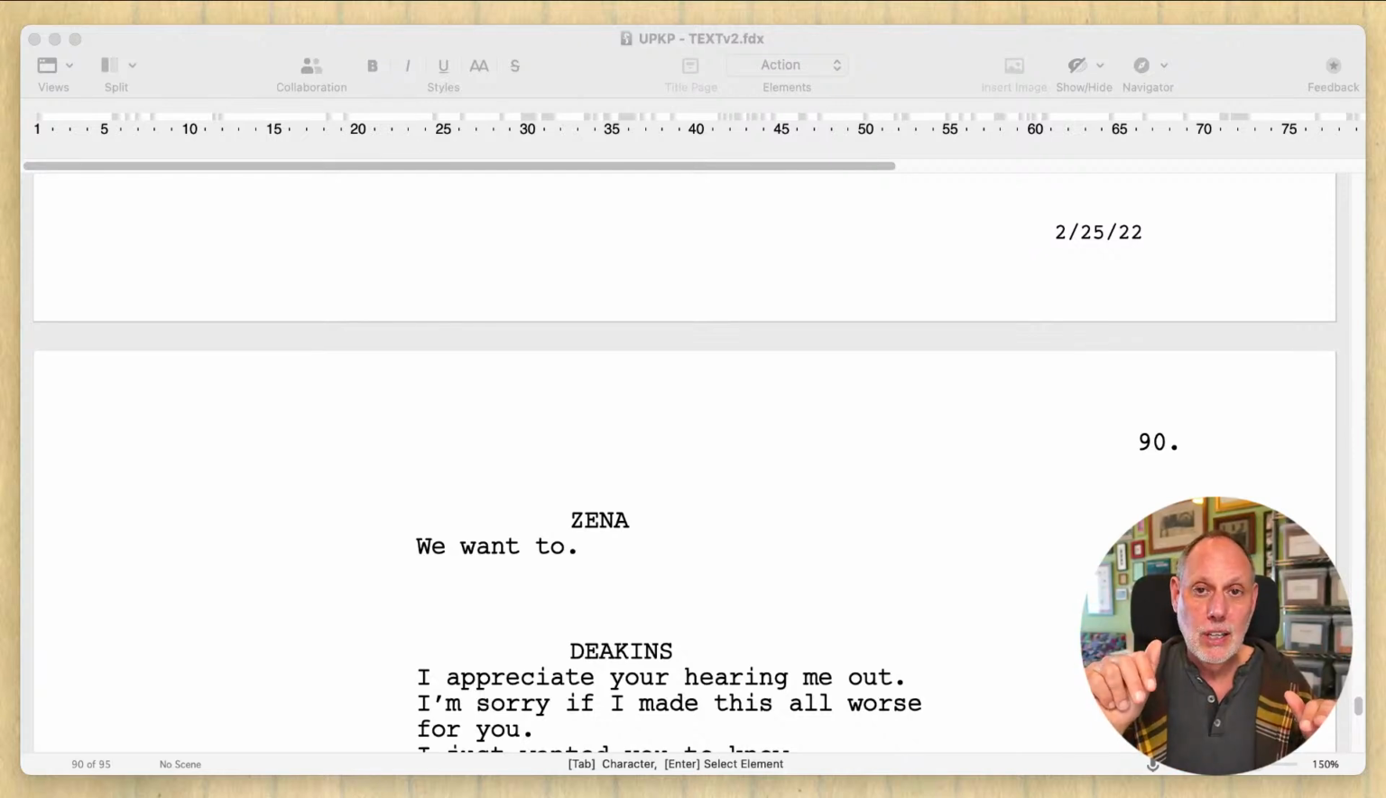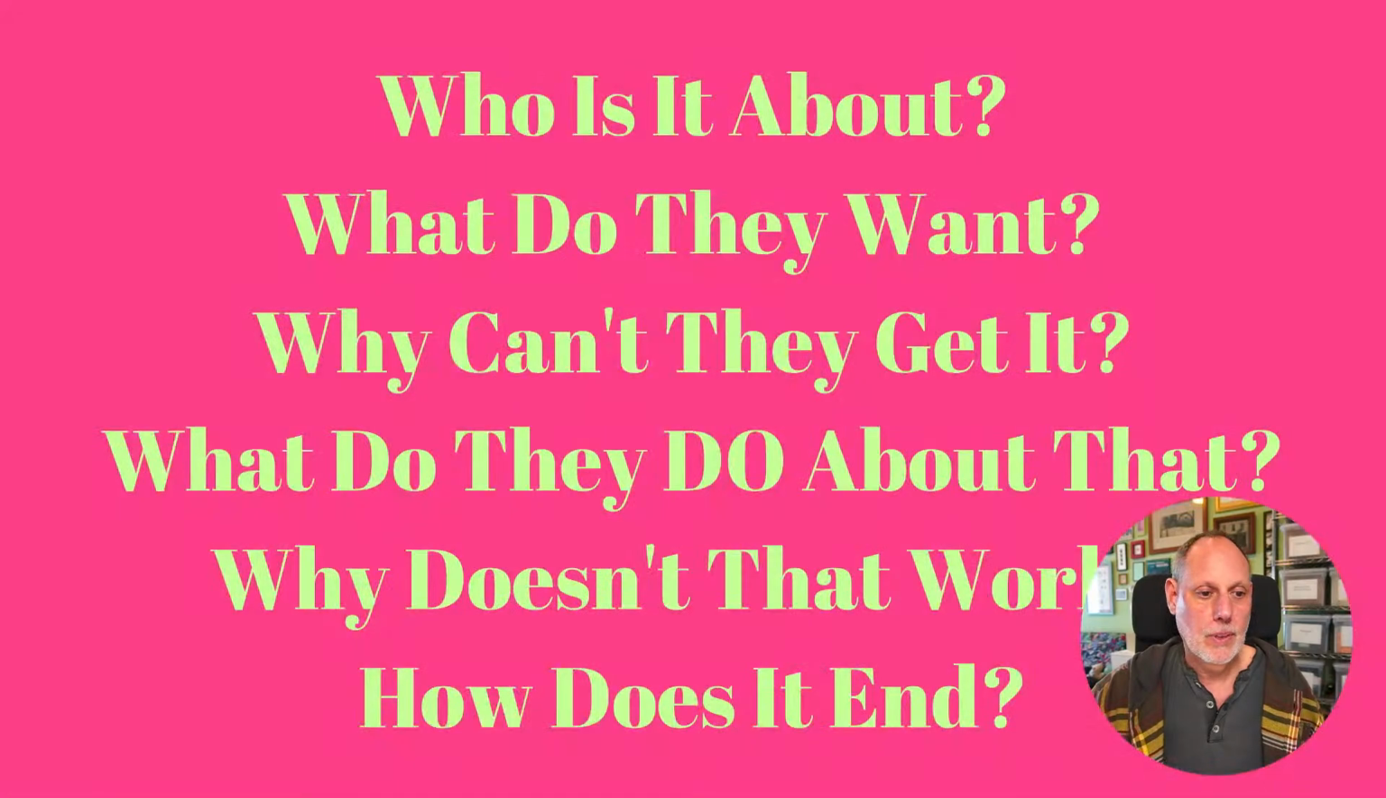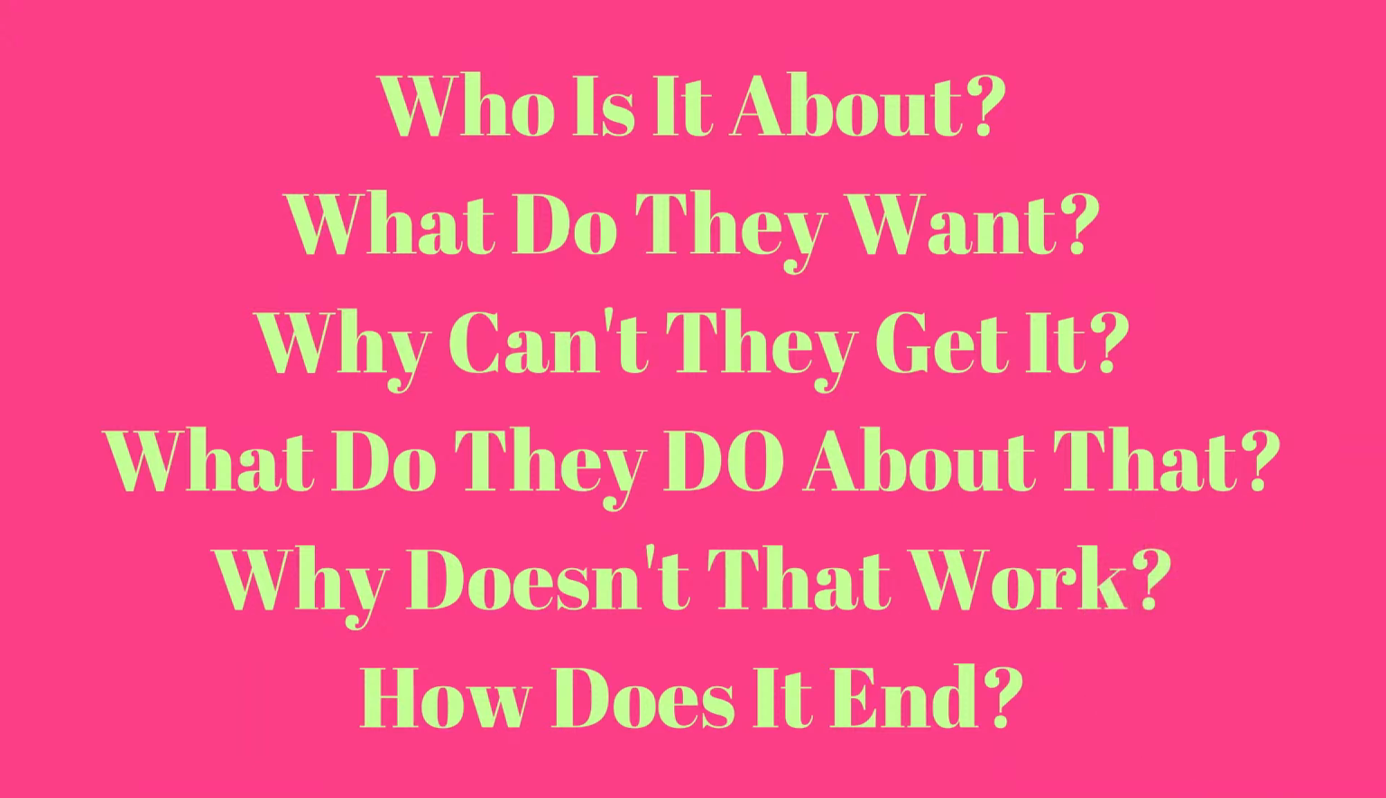What do you write on the page? The most important thing is the story, which means the characters and their problem. It means these crucial questions. This is really what you write. You write, who is it about? What do they want? Why can't they get it? What do they do about that? Why doesn't that work? And how does it end?